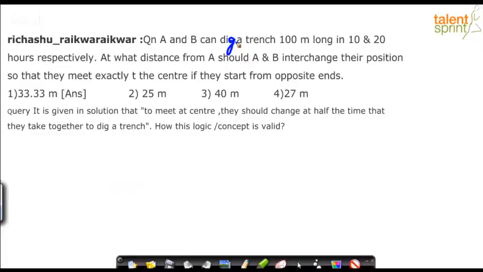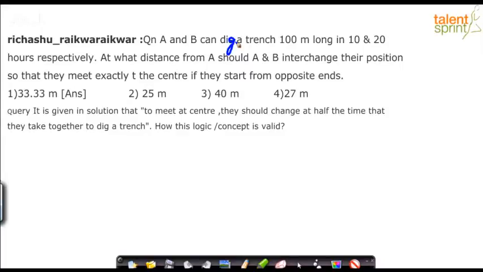So at least you know the solution. At least you know the shortcut. Let us see what happens here. A and B can dig a trench 100-meter long in 10 and 20 hours respectively. At what distance from A should A and B interchange their positions so that they meet exactly at the center if they start from opposite ends?